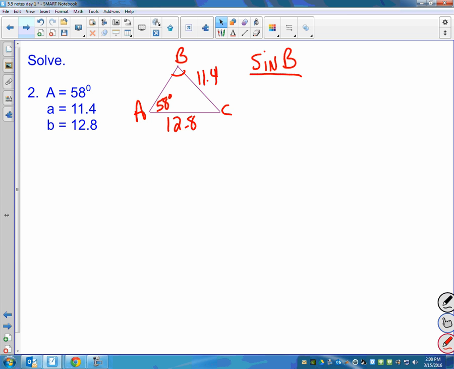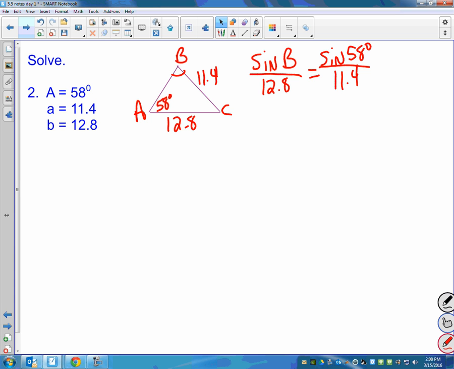So we're going to write this as sine of B over B, which is called the Law of Sines. And then they're always going to give you an angle and the side across from it. Otherwise, you can't do it. So, like if they gave you angle, angle, angle, that's not enough. You can't do all sides. That's why we have that. And so I'm going to set that equal to the sine of 58 over 11.4.